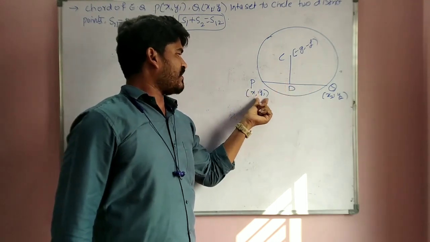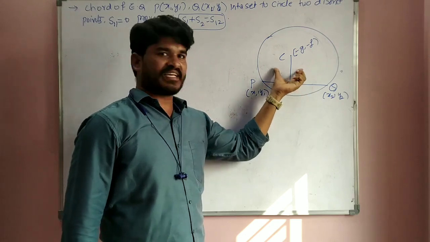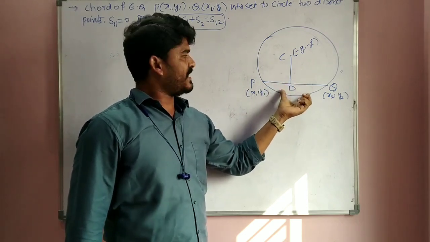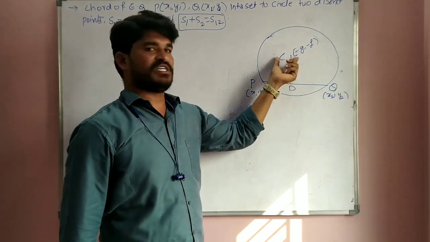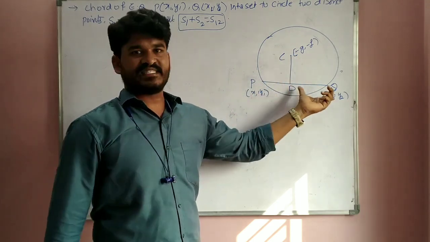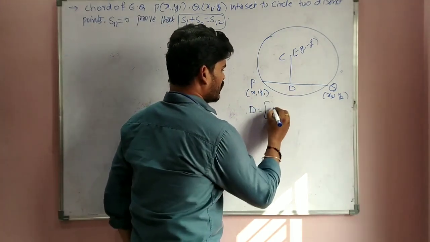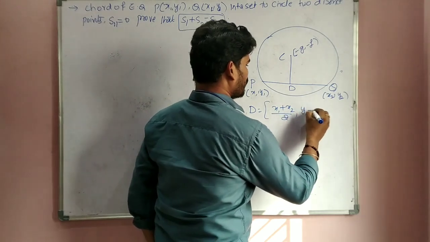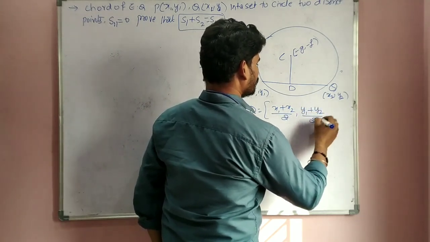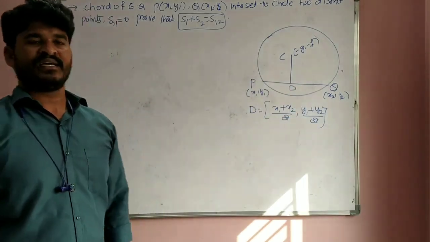So point P is (x1, y1), point Q is (x2, y2). PQ intersects the circle, making a secant. Point C is the center of the circle, (-g, -f). From point C, draw a perpendicular to the secant. The foot is point D, where D is ((x1 + x2)/2, (y1 + y2)/2). This is the midpoint, right?